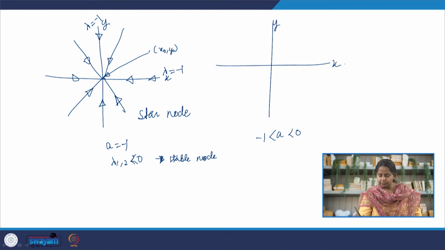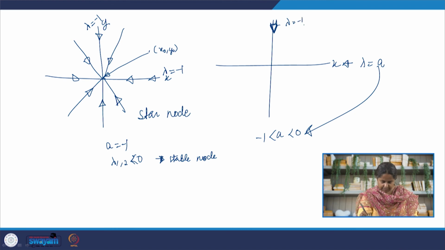So, the eigenvalue corresponding to the movement in this direction is given by A, which is between 0 and -1. The eigenvalue corresponding to movement in this direction is -1. So, now the movement is faster in the direction of the y axis relative to the movement in the direction of the x axis. So, what we will see is that the trajectories that come will become parallel, tangential to the x axis as they approach the fixed point, because the flow will be faster in the y direction than x. So, in all quadrants, this is how we will see the behavior.